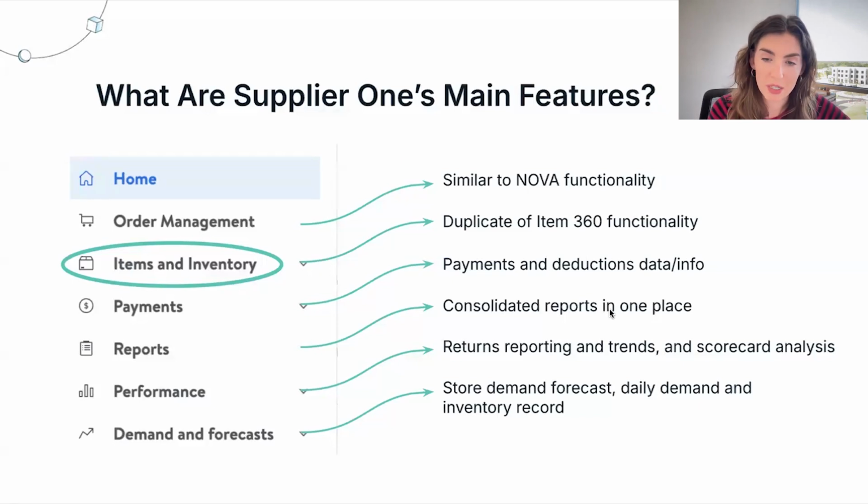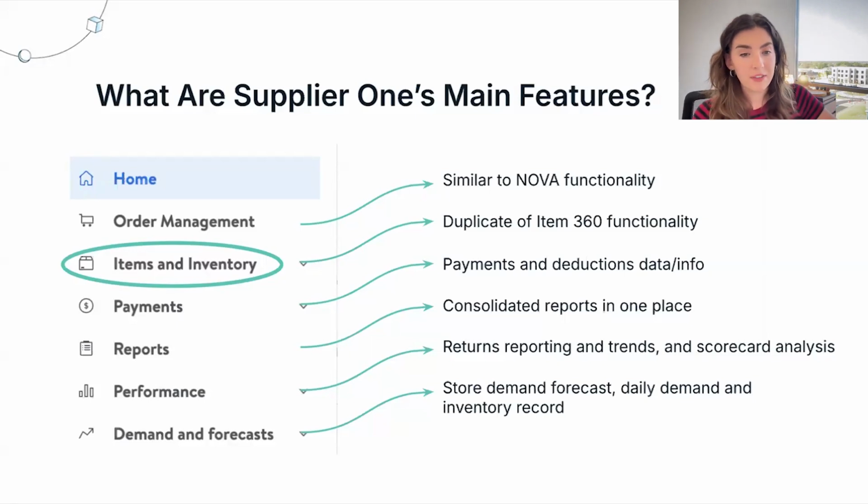So we won't, again, be talking about that much today, but we can talk through uses or questions that anyone has. And then if we follow the performance, that's going to be where returns reporting is under, trends. There are some scorecard analysis in there as well that we can talk through. And then demand and forecast makes sense. Pretty similar to some of the other features within Retail Link.